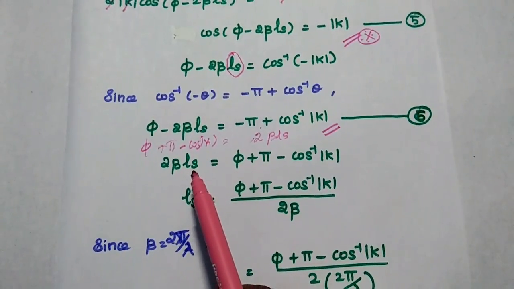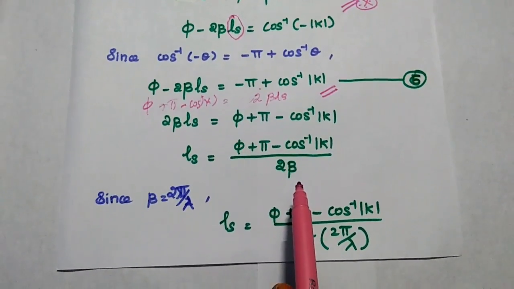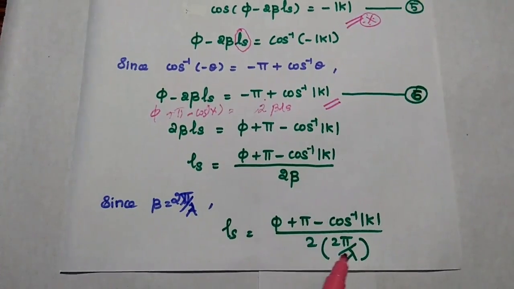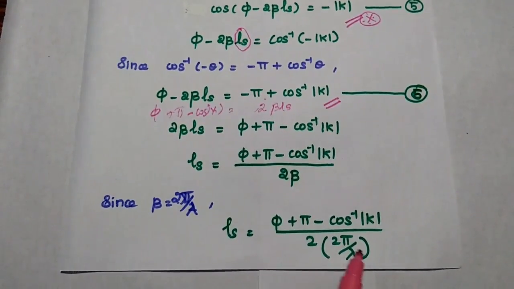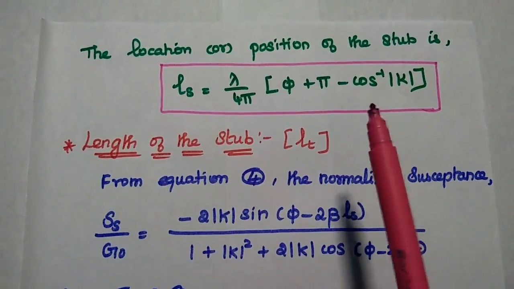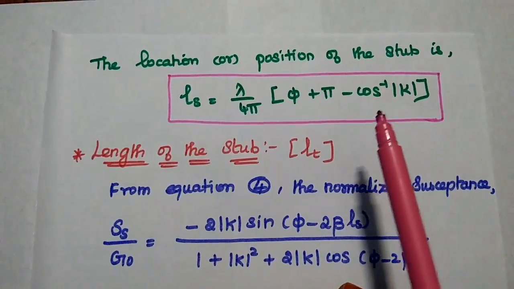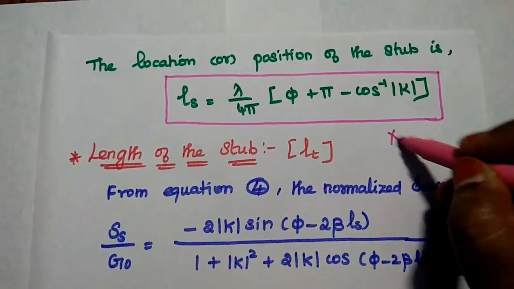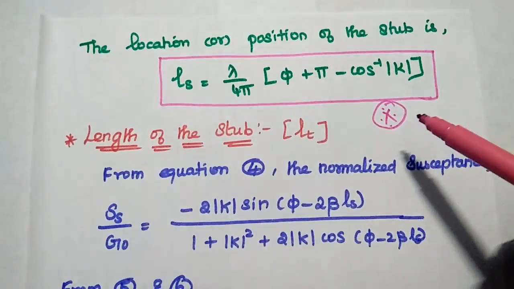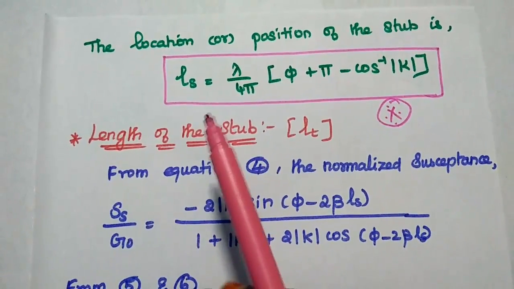Okay, from this we can get the value of this Ls by moving this 2 beta to this side as a denominator. Okay, as we all know that beta is equal to 2 pi by lambda. We can substitute that value in this formula. Then this term becomes 4 pi by lambda. Then finally we can get the location or position of the stub as Ls is equal to lambda by 4 pi times (phi plus pi minus cos inverse k). So here it is a very important formula. By using this formula we can solve some problems. If we know the values of reflection coefficient k and the lambda, we can find out the location of the stub.